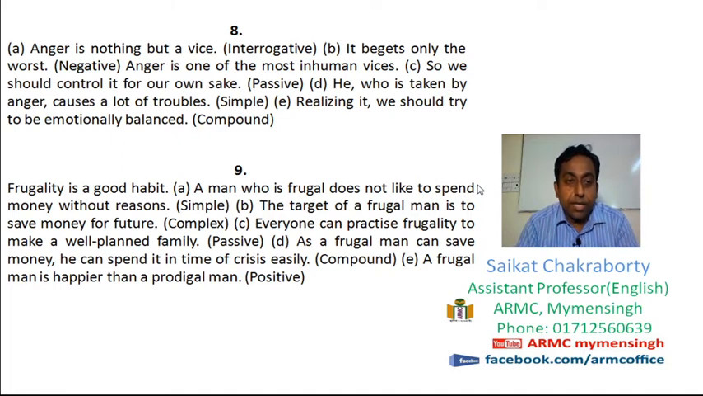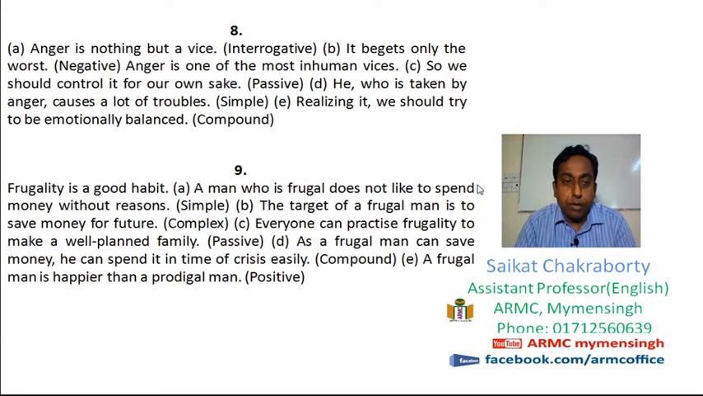The first one is, anger is nothing but a vice. To make it interrogative, what can we say? We can say, is anger anything but a vice? It begets only the worst. Negative. To make it negative, we can say, it begets nothing but the worst. The first 1, 2 is completed.